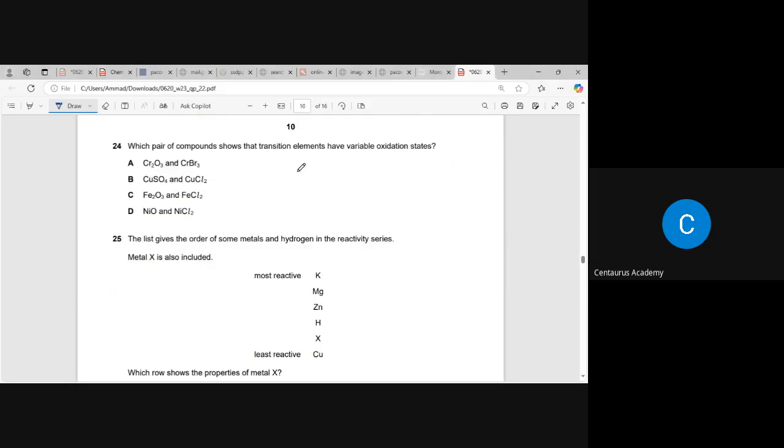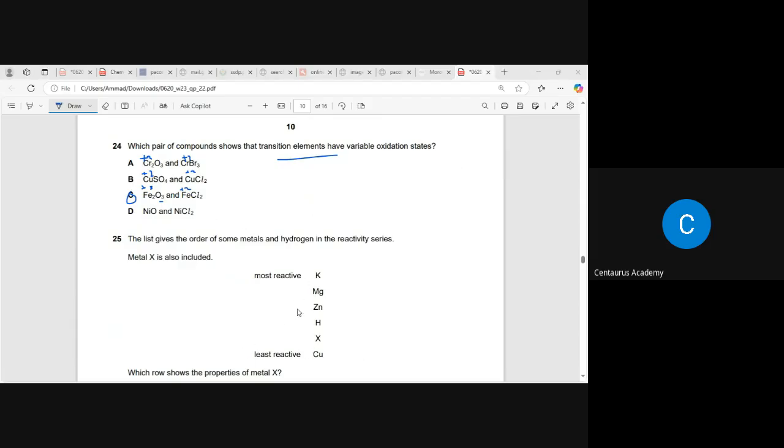Which pair of compounds shows the transition elements? They have variable oxidation states. Which pair of compounds have variable oxidation states? Here, the oxidation state is +3. Again, here it is +3. Copper is also having +2 in both. If you find out their oxidation states for all, only the transition elements you have to look into. Here it is +2, and here it is +3, iron 3 hydroxide. Okay, look into this. Fe2O3. So obviously this is +3. C is the right answer here. Okay.